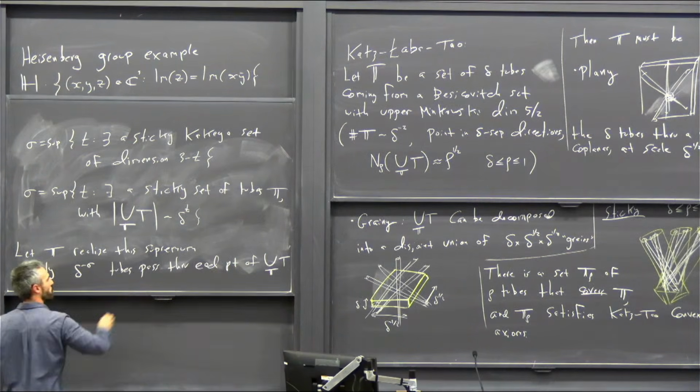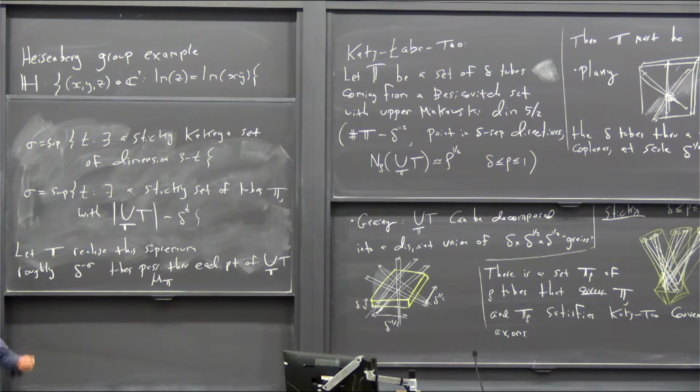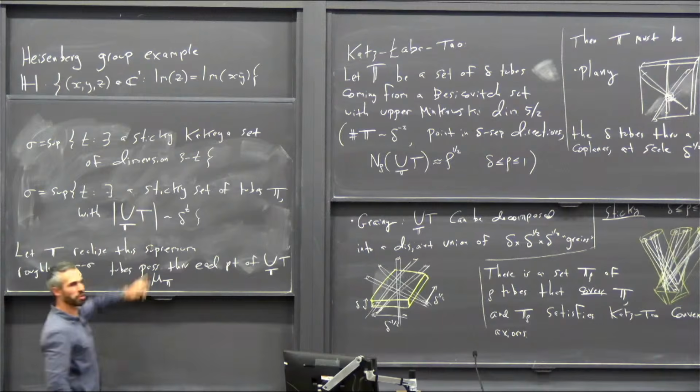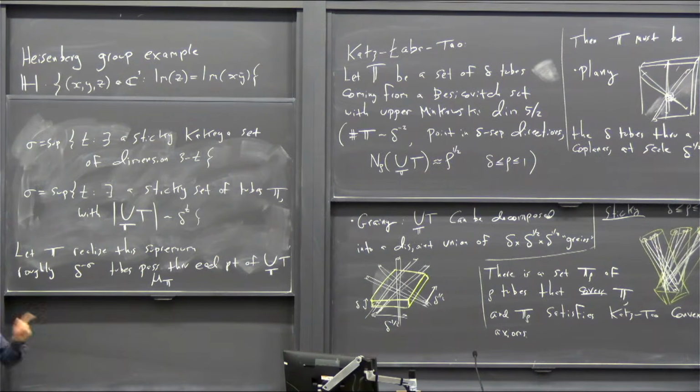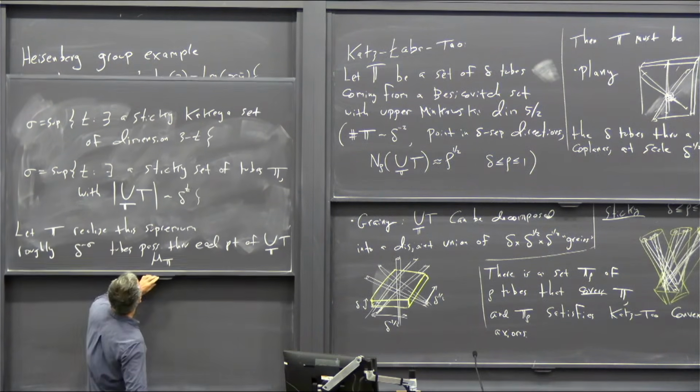And I'm going to call this quantity mu sub capital T. So mu sub capital T is the number of tubes that typically pass through a point in the union, and that's going to be roughly the reciprocal of the volume if you have delta to the minus 2 tubes. So the sum of the volumes is 1. Let's keep that here.